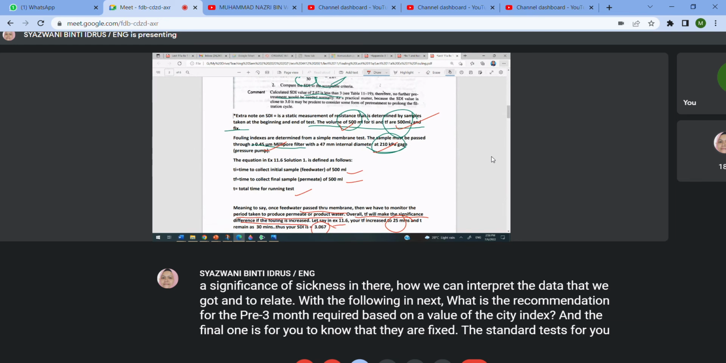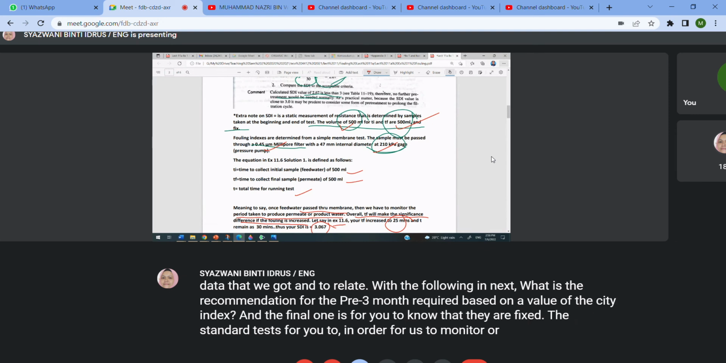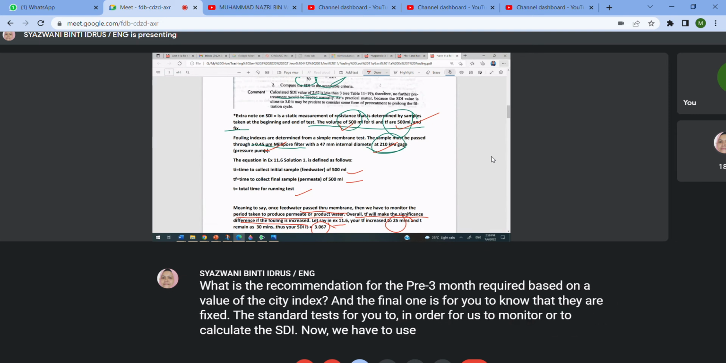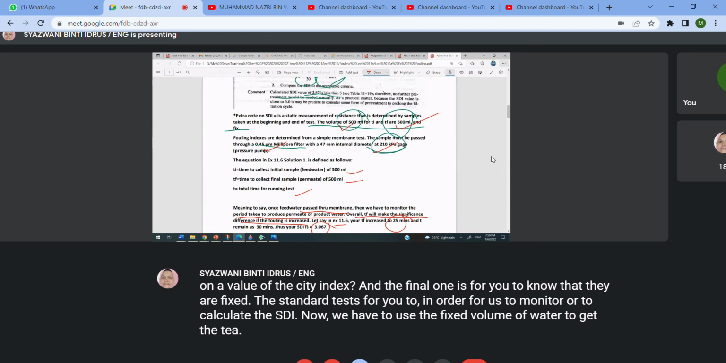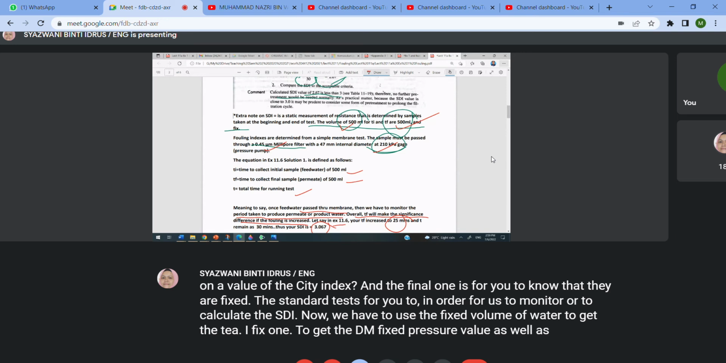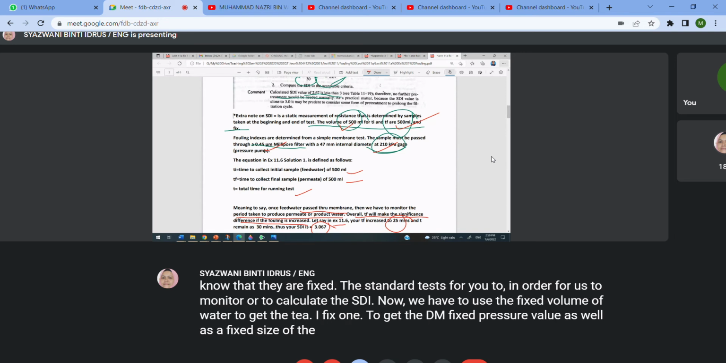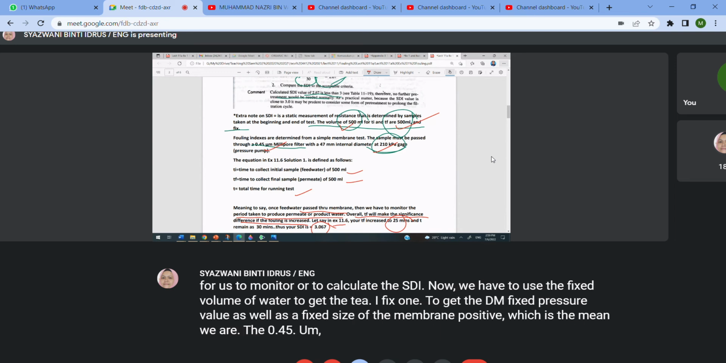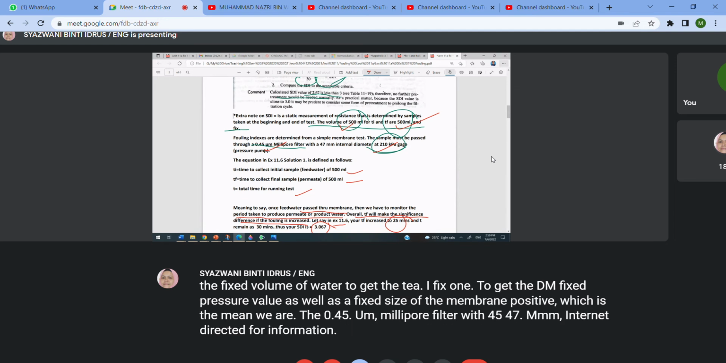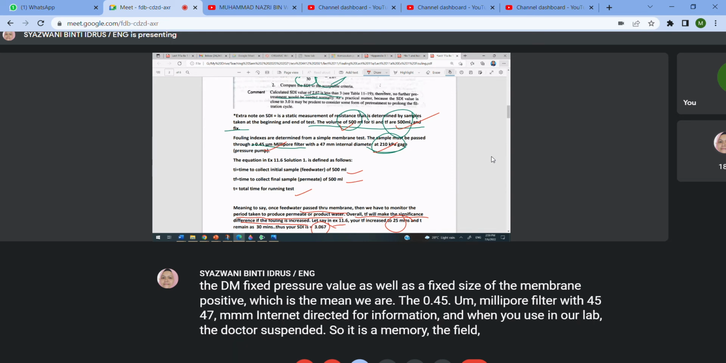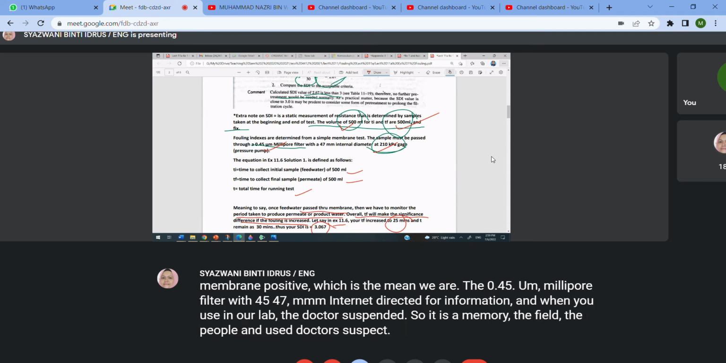And the final one is for you to know that there is a fixed standard test in order for us to monitor or to calculate the SDI, where we have to use a fixed volume of water to get the TI, fixed volume of water to get the TF, a fixed pressure value, as well as a fixed size of the membrane pores, which is the 0.45 micron millipore filter with 47 millimeter diameter. For information, the one that we use in our lab, the filter paper that we use to measure total suspended solid as well as total dissolved solid.